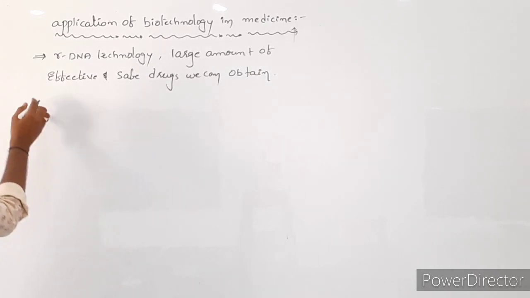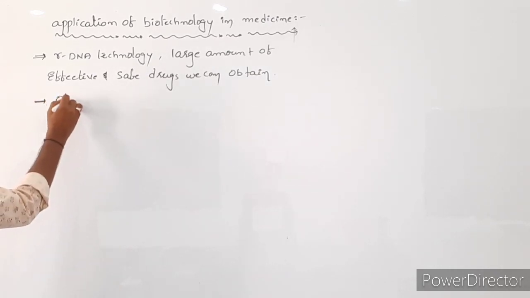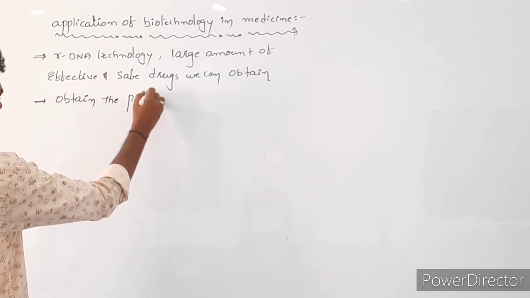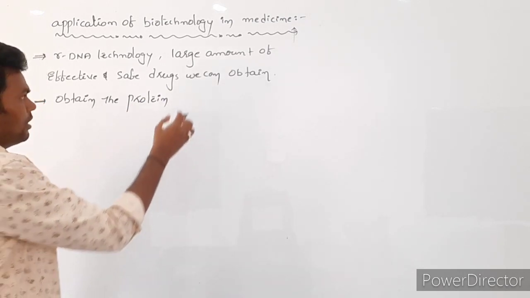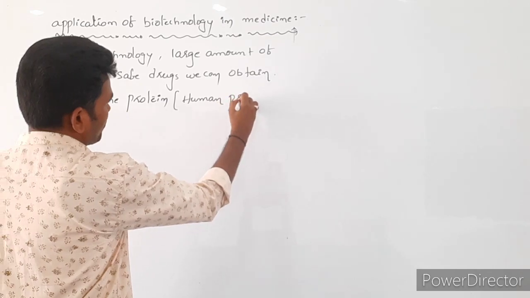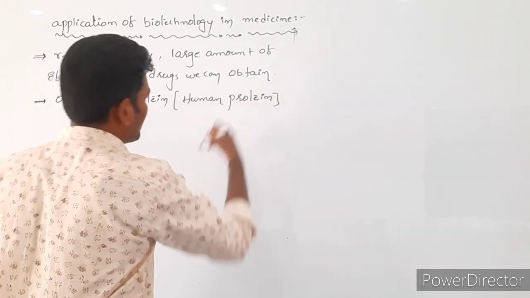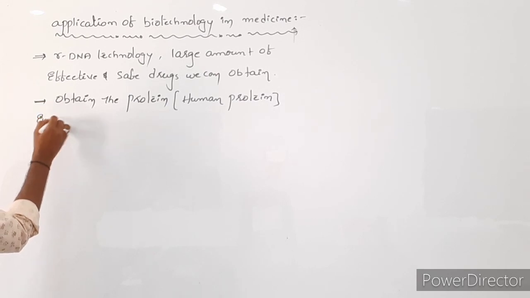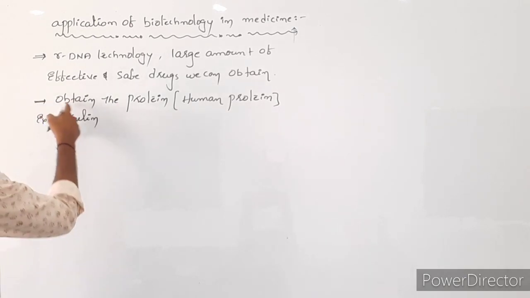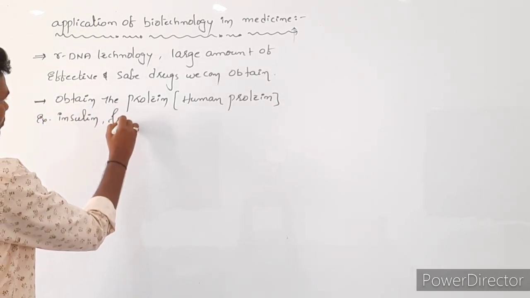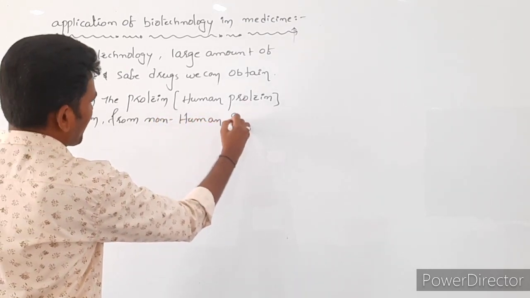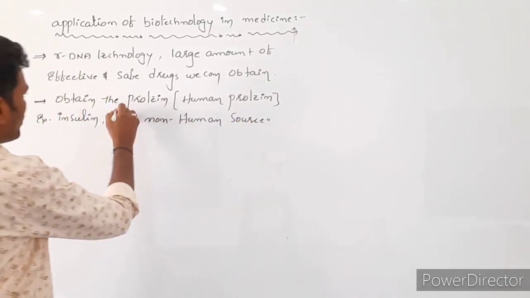And second, we can obtain the proteins, like for example human proteins. Human protein example is insulin. We can obtain the proteins from a non-human source.